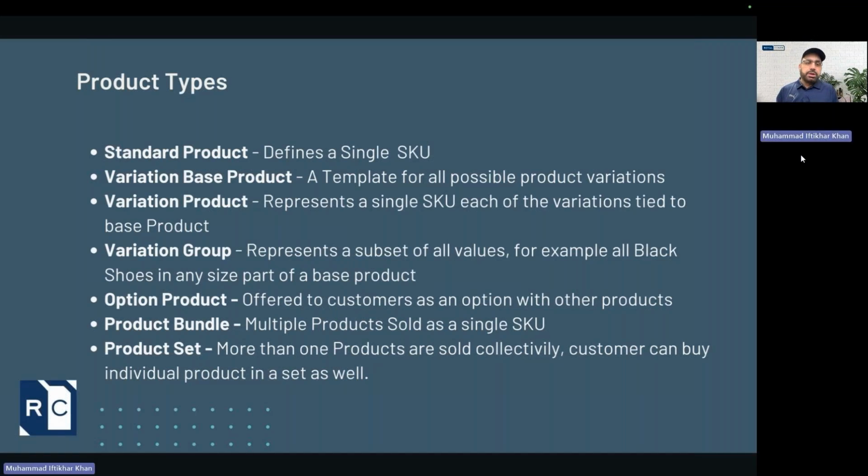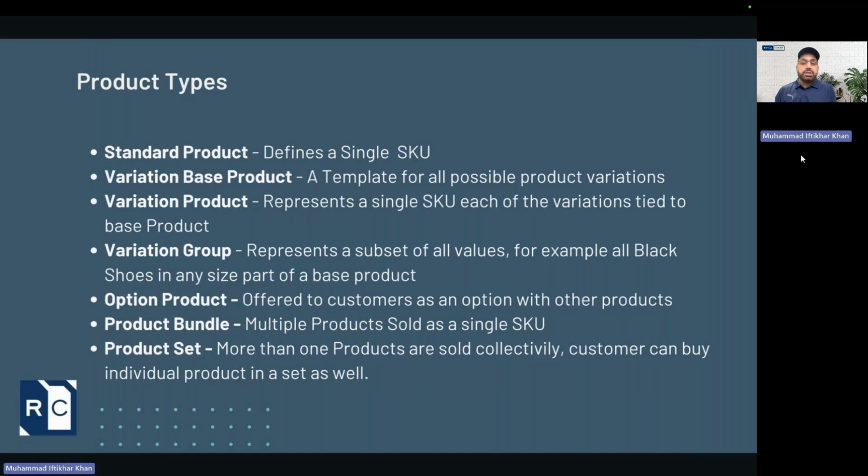The product which does not have any variation, available only as a single SKU. So that is a standard product that you can define. And then variation based product. A variation based product is like a template for all possible product variations. We will learn the detail about the base product in the coming slide. And then a variation product is like each individual SKU under the base variation product.